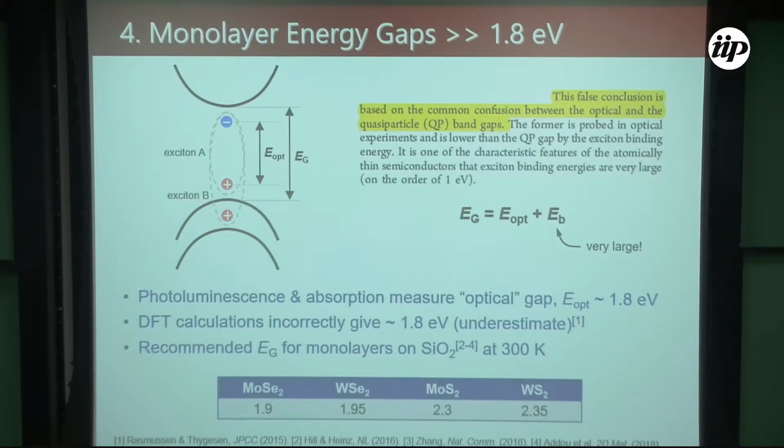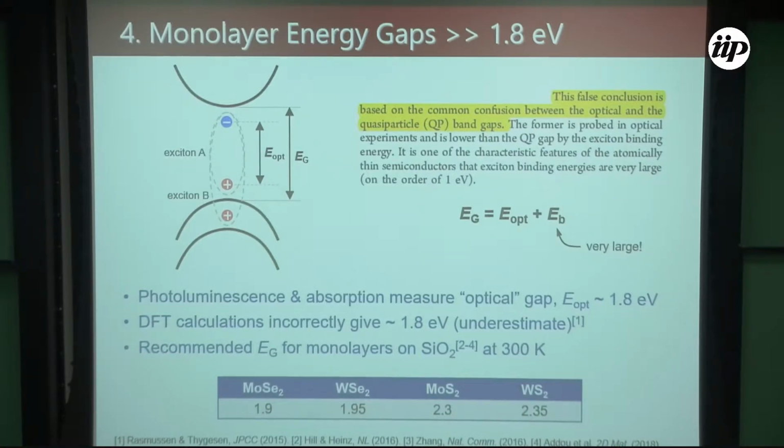I'm not going to bother you with my literature search. My students and I have done a literature search to find out what the recommended band gap is for monolayers on SiO2 at room temperature. These are the numbers that I came up with. The selenides have lower band gaps, molybdenum sulfide is there, and tungsten sulfide has a slightly higher band gap. If you press me, I'll say the band gap for MoS2 is 2.3 and not 1.8 or 1.9 or whatever.